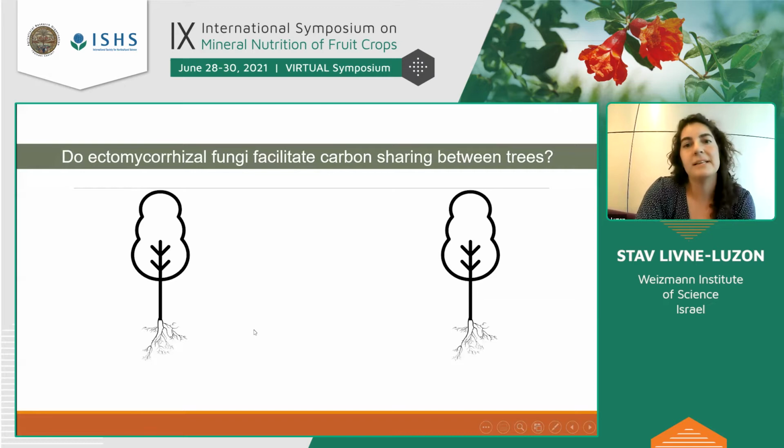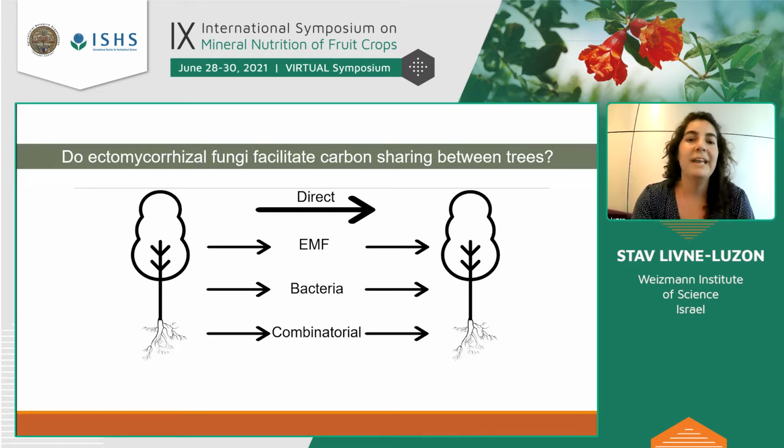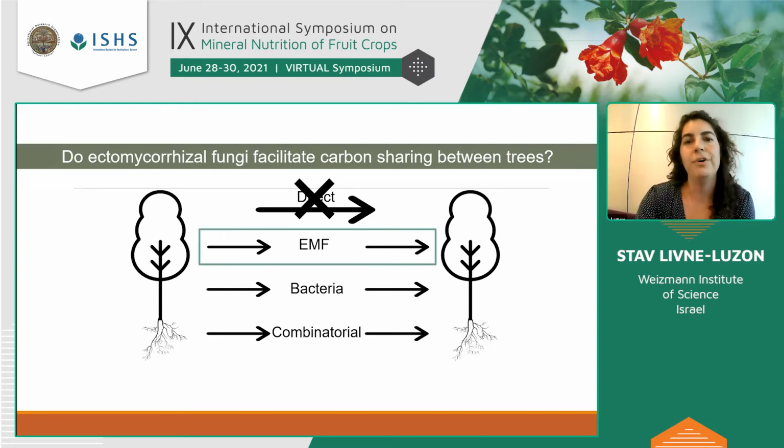So there are many ways through which carbon can be transferred between trees. The first one is direct transfer through root grafts. The second one is through ectomycorrhizal fungi connecting the two trees, through bacteria, or by any combination of all of these mechanisms. In this study, we excluded the direct transfer by not allowing the roots to touch each other, and we focused on the transfer through ectomycorrhizal fungi.